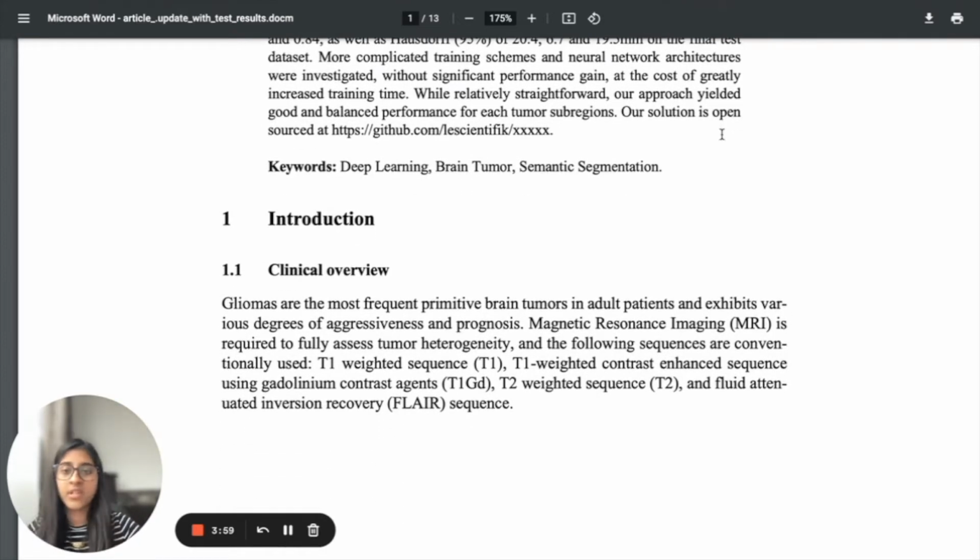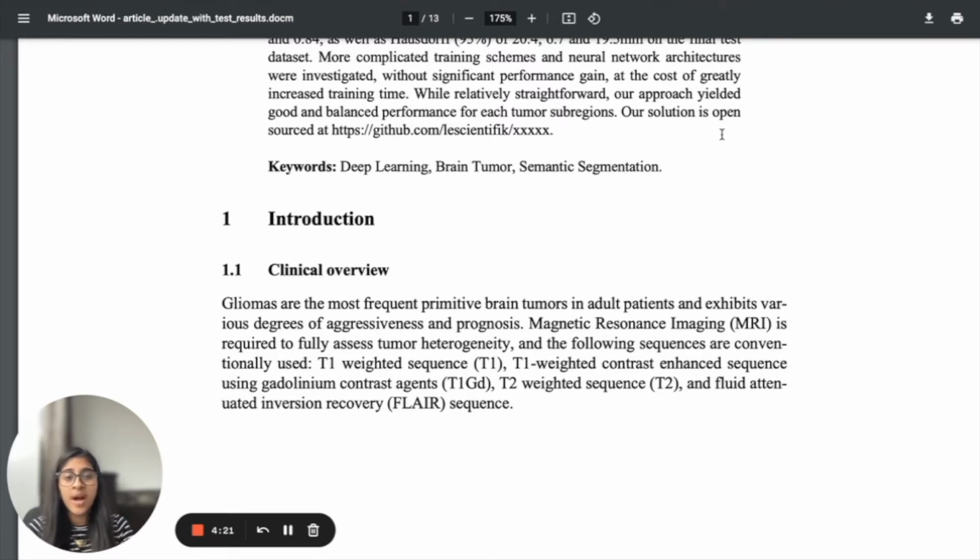In terms of the clinical overview, which is more of the medical side, they're looking at gliomas, which is basically a brain tumor. They're very frequent primitive brain tumors, which means that they begin in the brain or the spinal cord, and they're usually found in adult patients, and they can vary in terms of the degree of aggressiveness and prognosis.